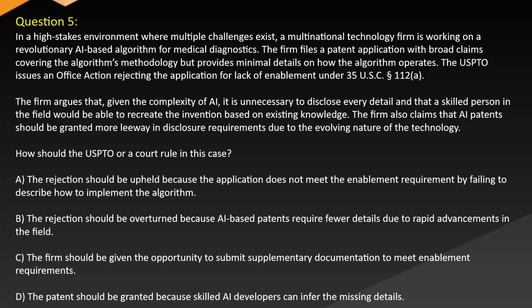The rejection should be overturned because AI-based patents require fewer details due to rapid advancements in the field. C. The firm should be given the opportunity to submit supplementary documentation to meet enablement requirements. D. The patent should be granted because skilled AI developers can fill in the missing details.